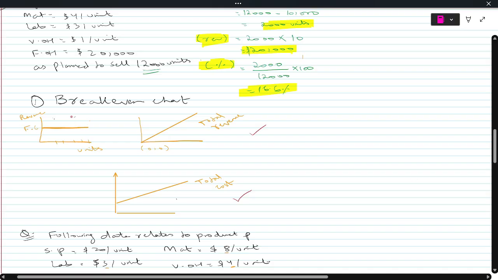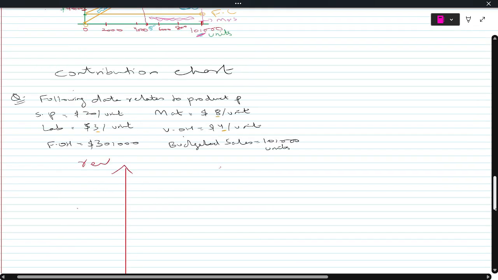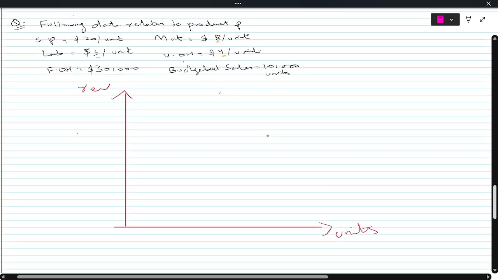So in the break-even chart, you have a line of fixed cost, you have a total revenue line, you have a total cost line. But in a contribution chart, you have a total revenue line, a total cost line, and instead of a fixed cost line, you have a variable cost line. Okay, so I hope the difference is clear. That's the only difference. That's it. Everything is same.